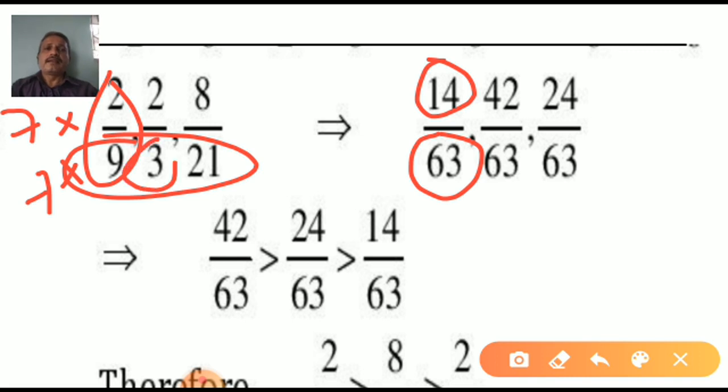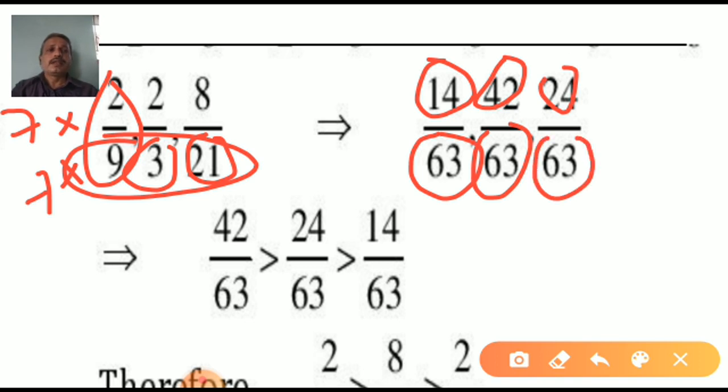Same way, 3 is here. I can multiply with 21. Okay, student, 21 2s are 42 and 21 3s are 63. Here in this case I want to multiply with 3. So 21 multiply by 3 and 8 multiply by 3. 8 3s are 24 and 63 is the denominator.